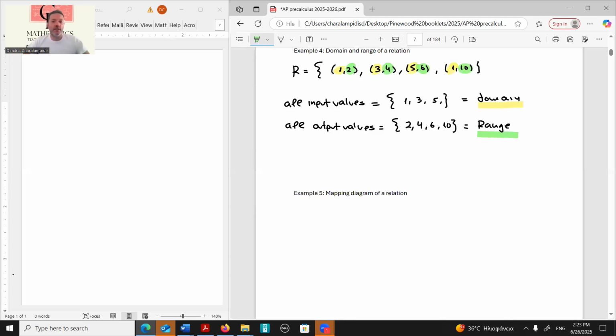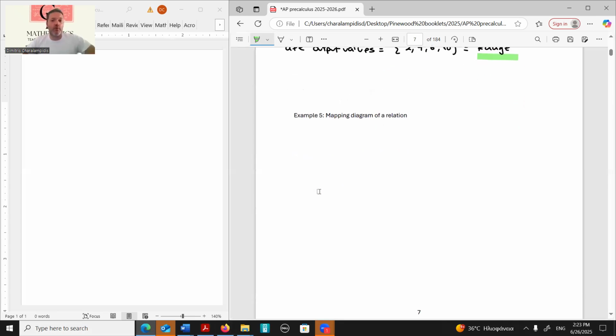Now, based on this, we will be discussing how to draw the mapping diagram of a relation. The mapping diagram is just a visualization of how input and output values are related.